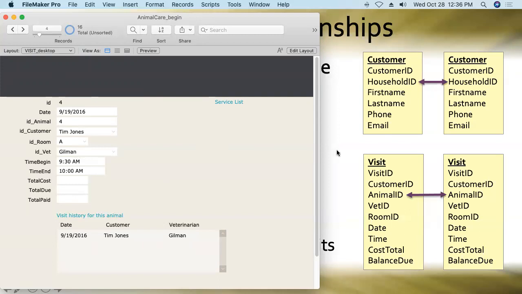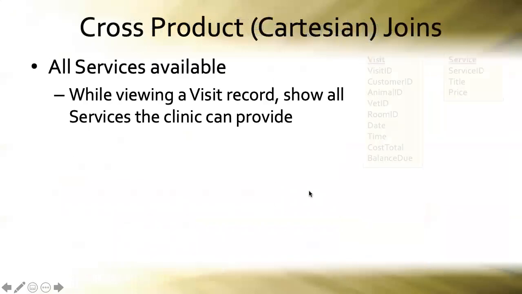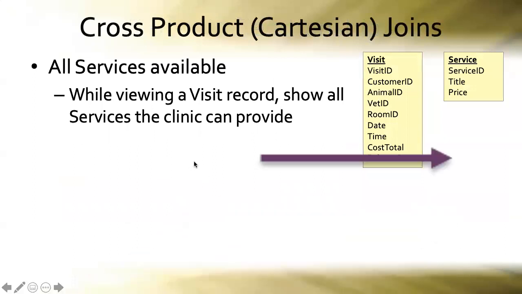All right, so there are self-joins, where the two tables involved in the relationship are the same table. Now let's talk about cross-product joins, or a Cartesian join. This is where you want every record in table 1 to be related to every record in table 2. It's a love fest. Everybody loves everybody. But this is obviously not your run-of-the-mill kind of relationship. These are for very special circumstances.